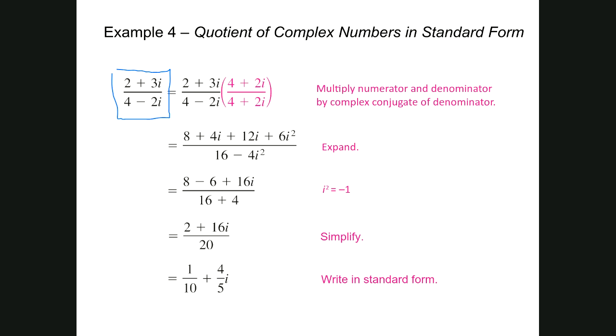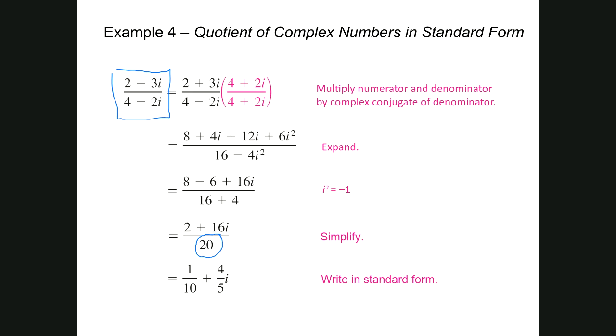Now the top is really nasty, but look what happens to the bottom. You get 16 minus 4i squared. That becomes 16 plus 4, which becomes 20, and the top simplifies down to 2 plus 6i. I no longer have an imaginary number in the denominator, and that is key. You can never have an imaginary number in your denominator. So that's it. We get rid of them.